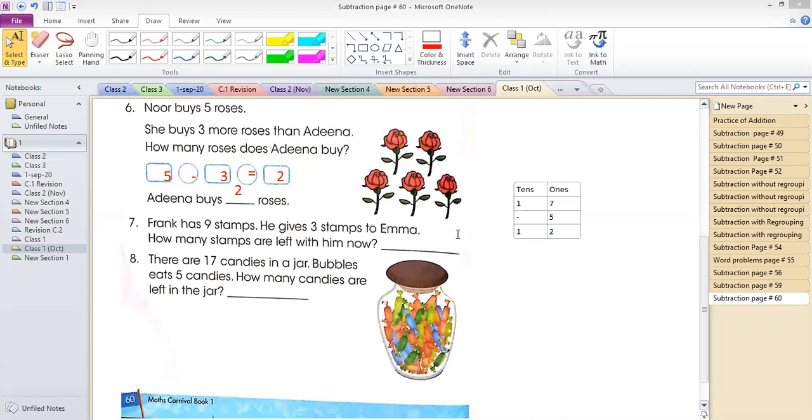Anas Ahmad. Frank has 9 stamps. He gives 3 stamps to Ima. How many stamps are left? 6. 6, very good. Because total 9 stamps, he gave 3 stamps to Ima, you minus 3 from 9, and that will be 6. So you will write here 6. Thank you, sir. Welcome.